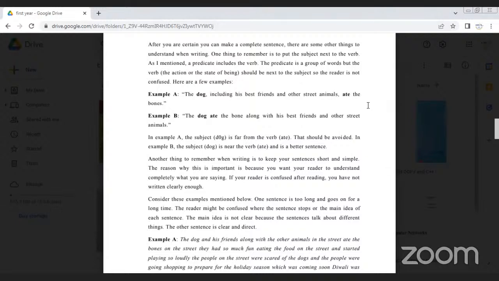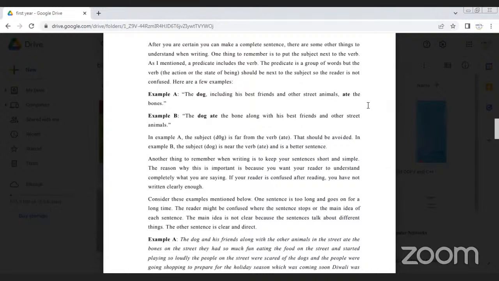Example A: the dog, including his best friends and other street animals, ate the bones. Then example B: the dog ate the bones along with his best friends and other street animals.